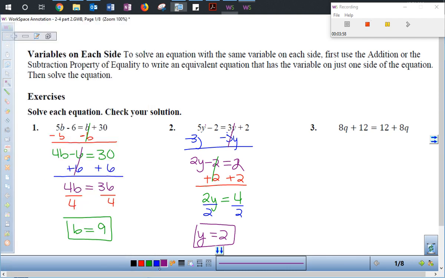On number 3, we have 8q plus 12 equals 12 plus 8q. So I have q's on each side, and I want to get them all to the same side. It's going to be the same thing on either one, so I'm just going to subtract 8q from each side.